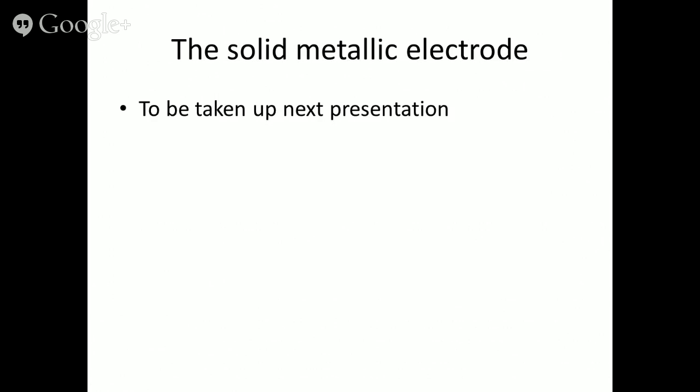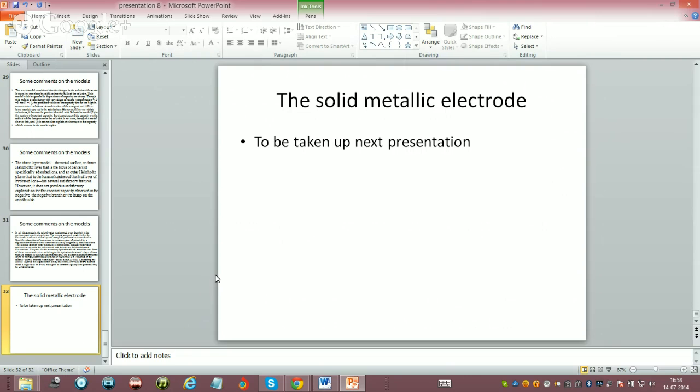So we are going to take up the solid metallic electrode next time. Okay, why are we looking at metallic electrodes in electrochemistry first? That question has to be answered. After that, we have to look at the other semiconductor electrodes and so on.